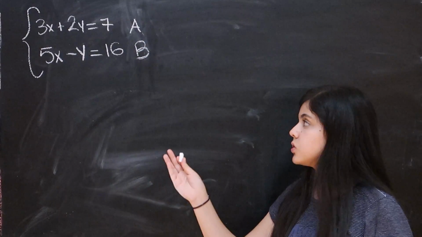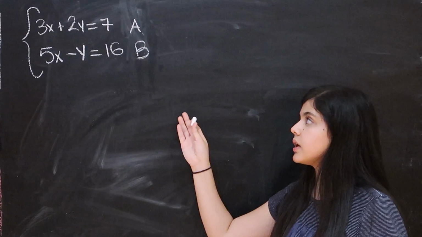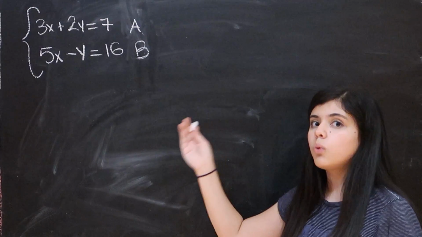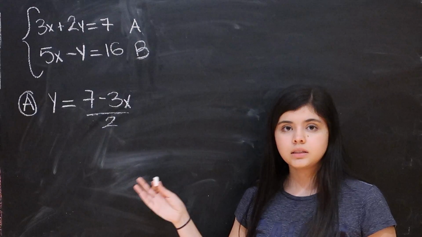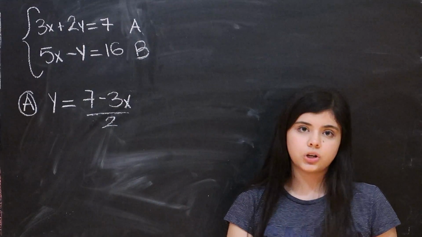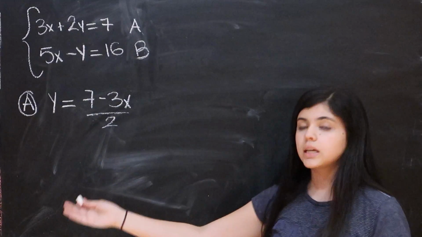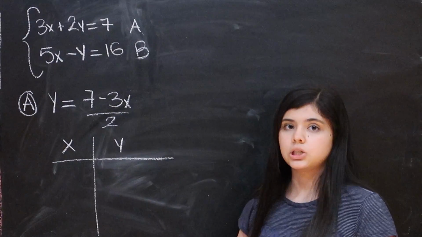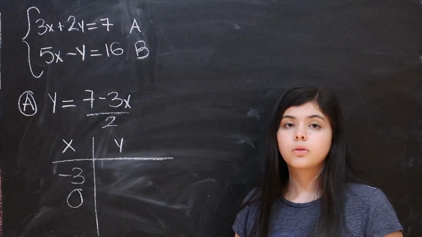The first step for solving this system is to isolate any of the variables in equation A. In this case, I'm going to isolate y. Now that the variable is isolated, we're going to create a value chart in order to assign values in x and get results in y. The values that I'm going to choose are -3, 0, and 3.